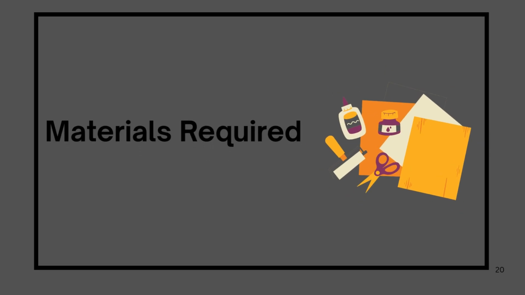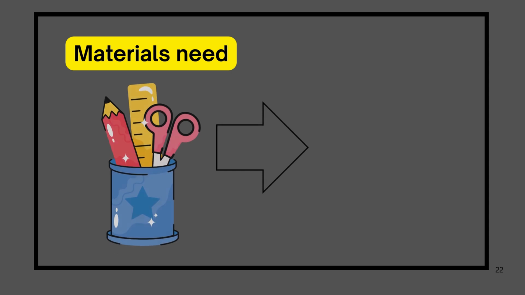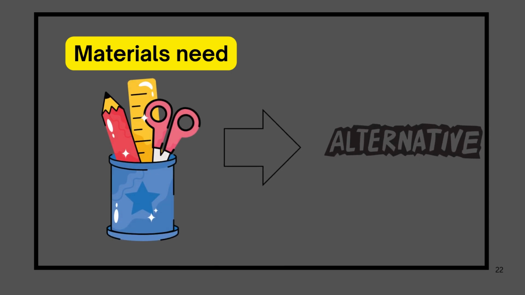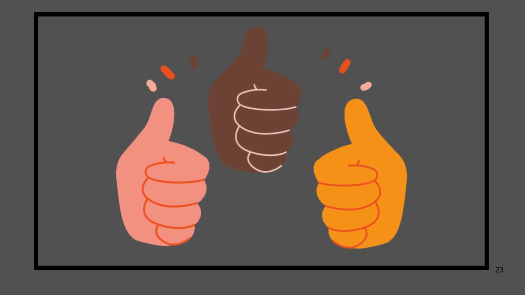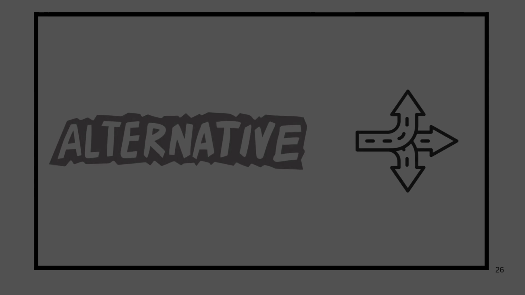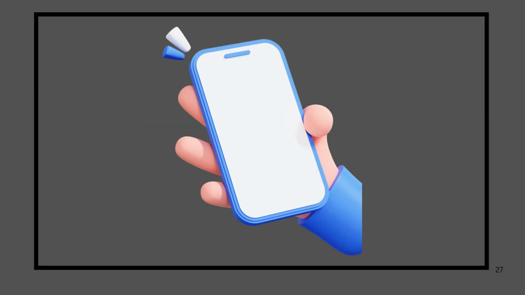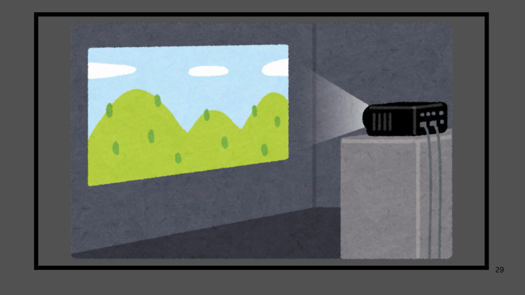Materials required for this experiment with alternatives. For today's experiments and animations, you may need the following materials. Don't worry if you don't have everything, alternatives work too. The first thing we need for this experiment is a computer or tablet. If that's not available, we can use an alternative such as a smartphone, smart TV, or school projector.